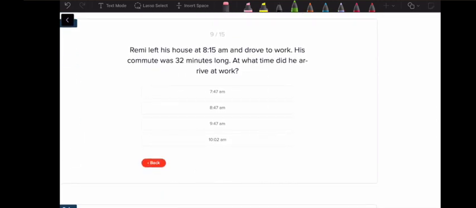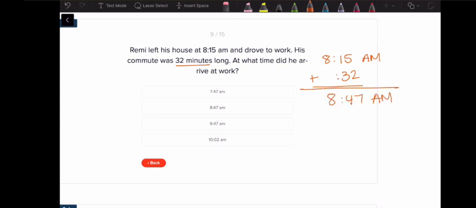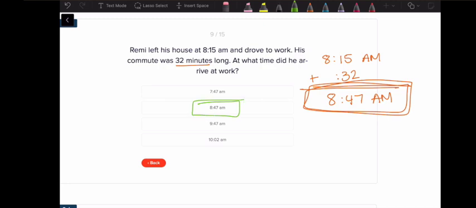This one states Rem left his house at 8:15 and drove to work. His commute was 32 minutes long. At what time did he arrive at work? So he leaves the house at 8:15 a.m. He has to drive for 32 minutes. So we're going to add 32 minutes here. So 5 plus 2 is going to give me 7. 1 plus 3 is going to give me 4. So he arrives at work at 8:47 a.m.